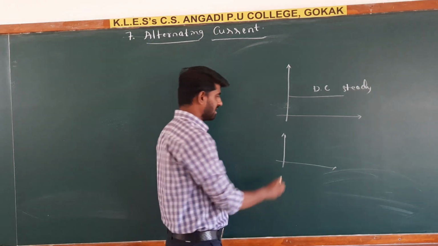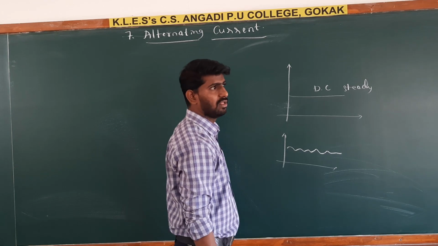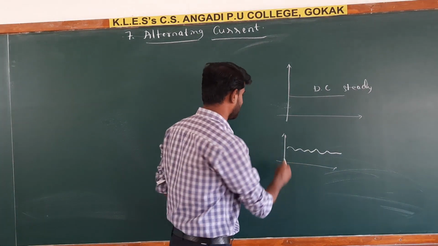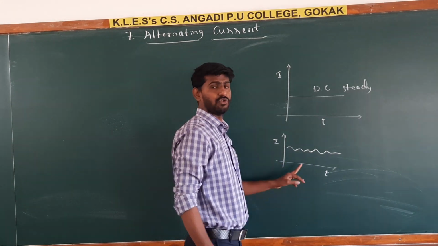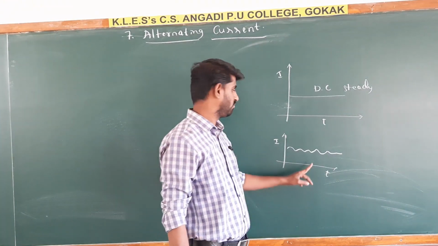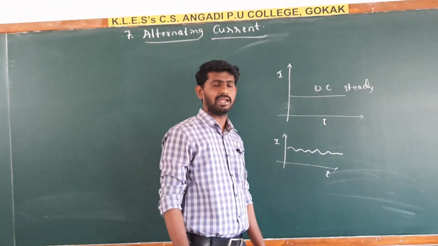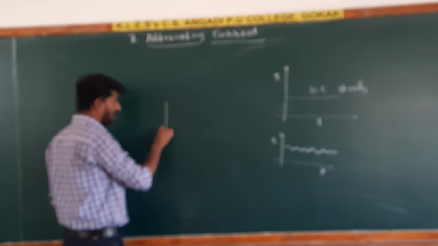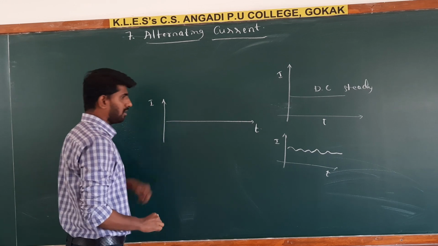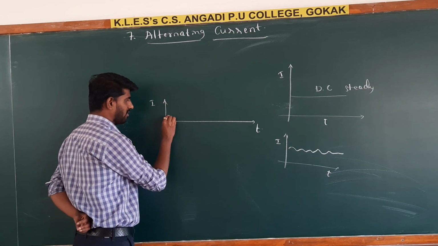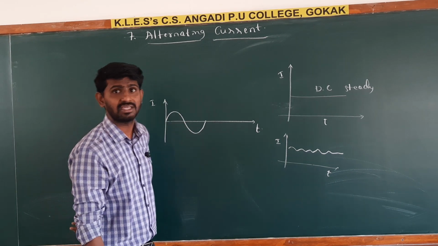If the current is like this, so then we call it as, this is the current versus time graph. If the current is like this, you call it a variable DC current. This is the steady DC, steady direct current, and this is variable direct current. If the graph is like this, and I draw the current versus time, this is time and this is current. With respect to time, if its value is continuously changing and the polarity is reversing, such a current is called the alternating current.